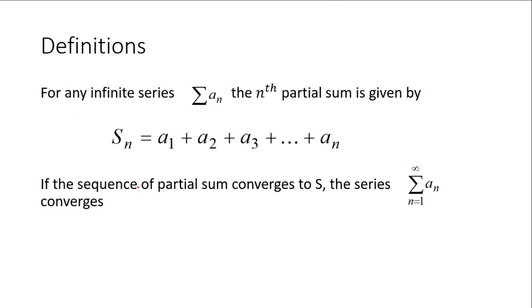Note that. Now, the definition: for any infinite series, the nth partial sum is given by this. So you are just adding them. If the sequence of partial sums converges to s, then the series converges. This means that when the sequence converges, the series also converges. So you should know that.